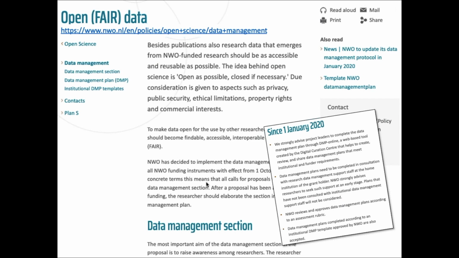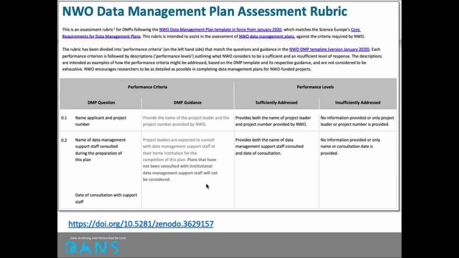I said funders expect data to be reusable, and they call it also FAIR in their policies. This is an example from the website of NWO, which asks for open and FAIR data. And they expect you to plan your data management in that sense and to write an explicit data management plan. The good thing is that NWO also provides what they call an assessment rubric, which contains indicators of acceptable information in the data management and of insufficient information in data management plans. So it's out there to help you as a researcher or research support person.